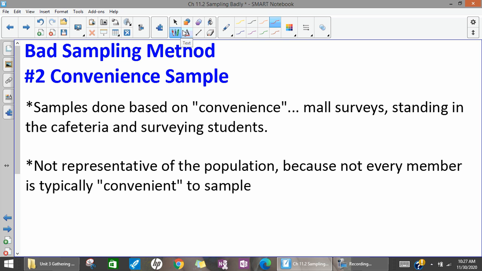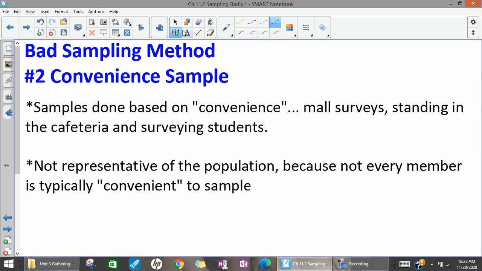Another bad method is convenience sampling. I always think about when I go to the mall and people are standing around asking you to do a survey. That's a matter of convenience. If we were to stand in the cafeteria and survey students who walk into the second floor cafeteria, that would be a convenience sample. We wouldn't be getting a representative sample of the population.